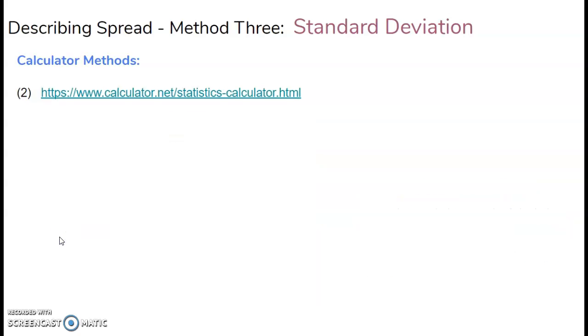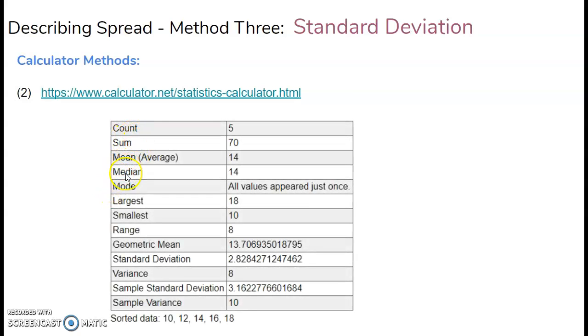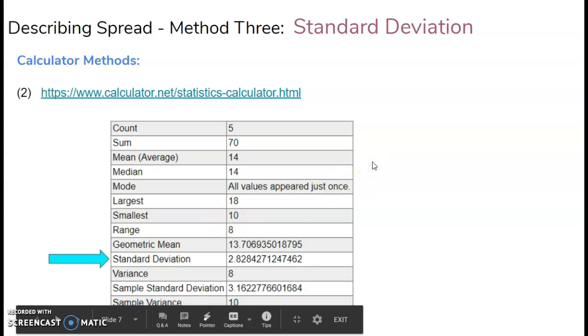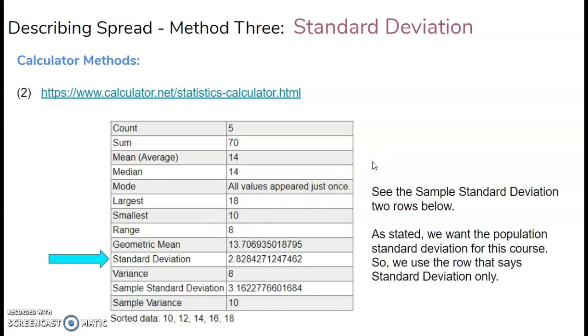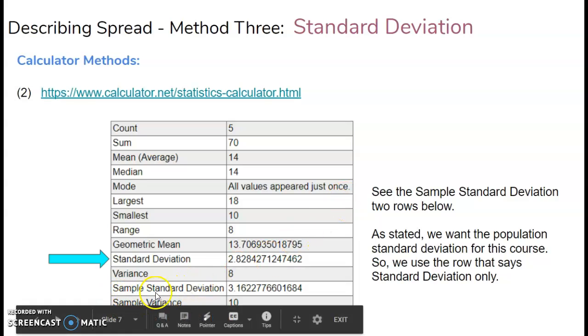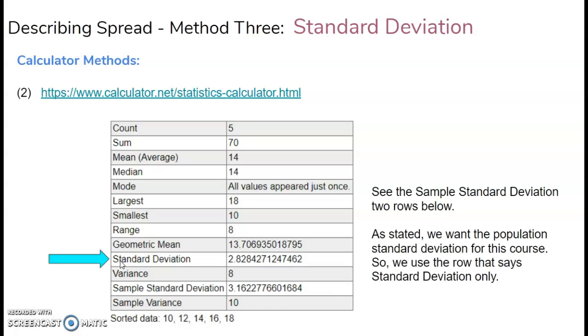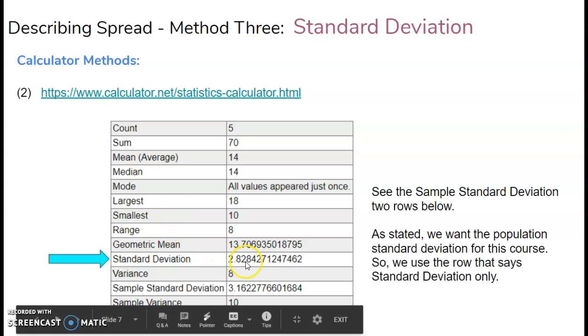You can also use calculator.net. I Google calculator.net and then space statistics, and it brings me to this link here. Then you enter the data in there again, and of course, it gives you all of this information. This time we're going to be using standard deviation. It says, see the sample standard deviation 2 rows down. So they also have sample standard deviation. We do not want that. We just want standard deviation, which here is the population. So as stated, we want the population standard deviation for the course, so we use the row that says standard deviation only. And you can see here it is 2.8. If we rounded it, 3.